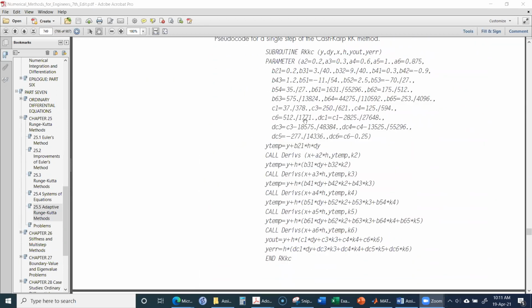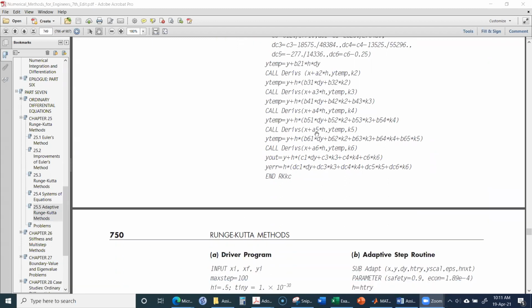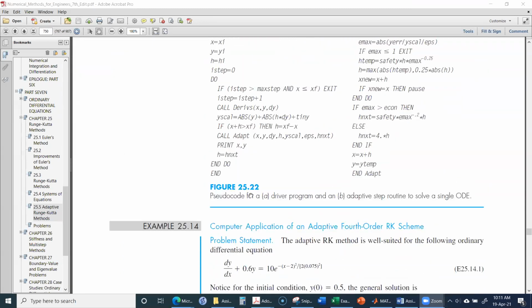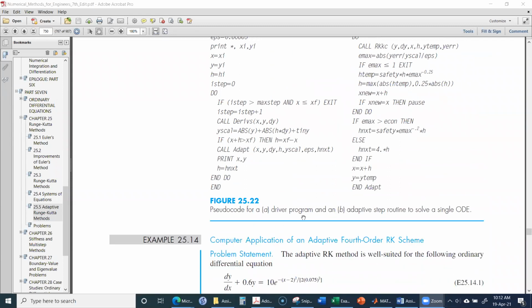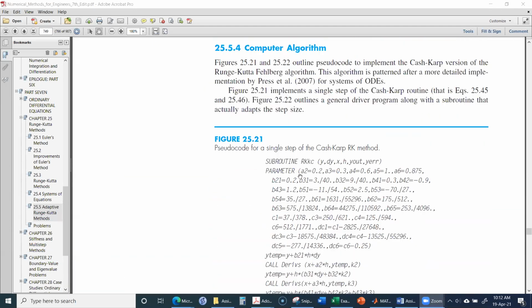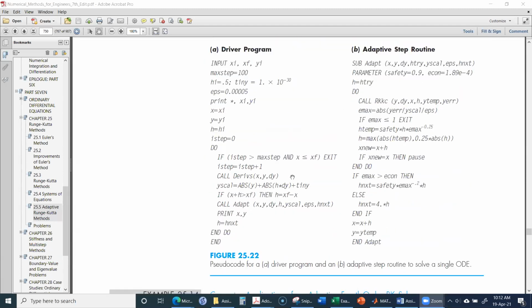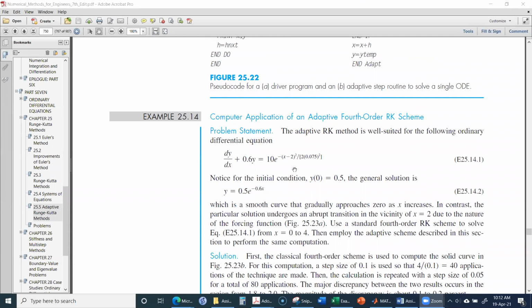In fact, I have provided you the Matlab program for that, so you can use that as well. And in figure 25.22, we can use the pseudocode, which is a driver program and an adaptive step routine, to solve a single ordinary differential equation. So when we want to change the step size, we can use these programs. Okay, so let's see it with the help of an example.